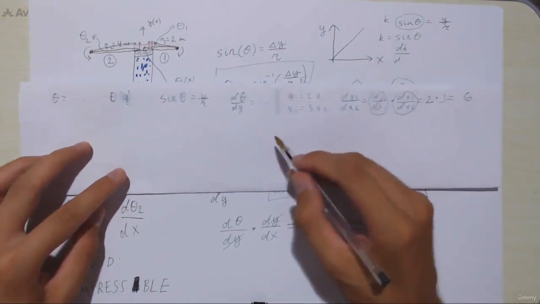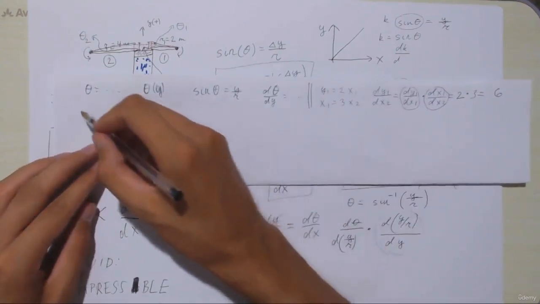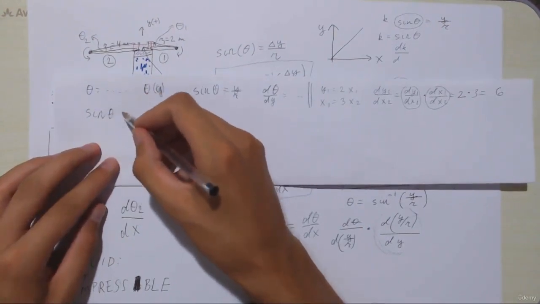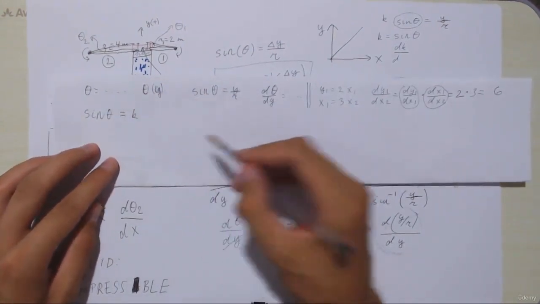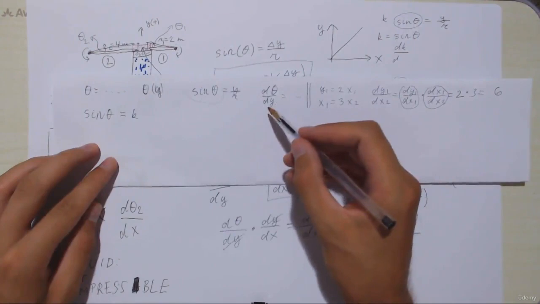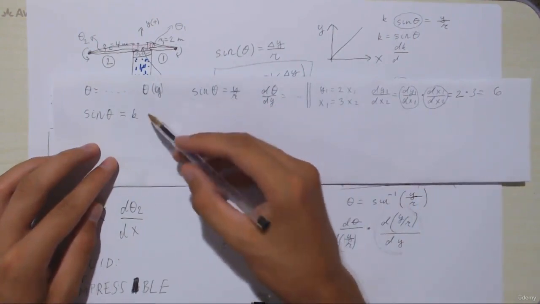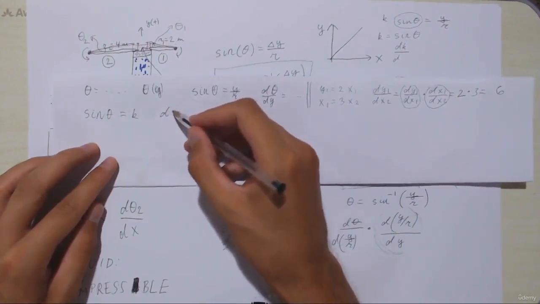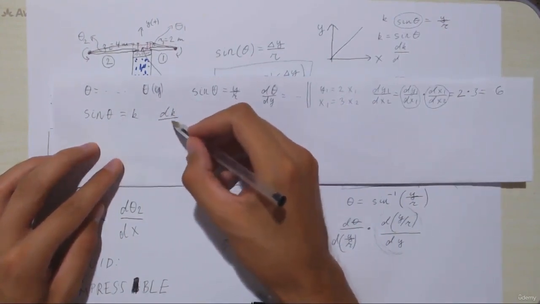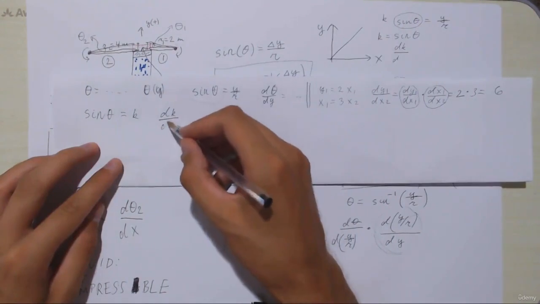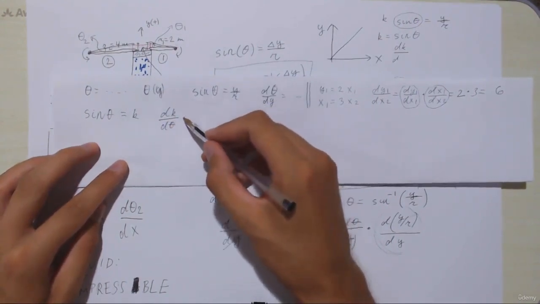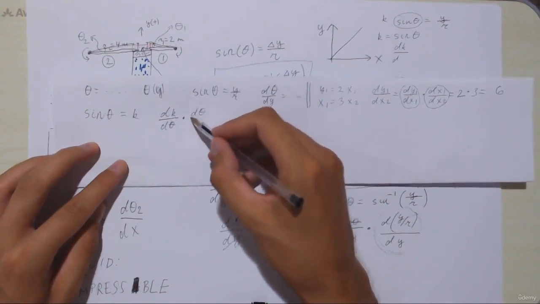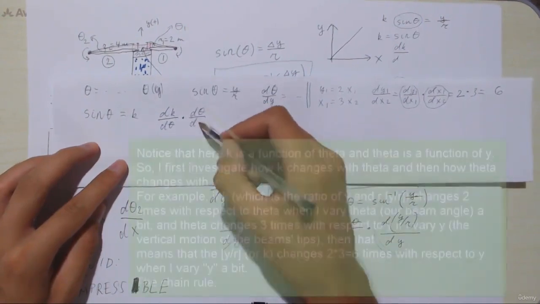So we can apply the same thing here. I can say that sine theta is k. And if I want d theta dy, and I know that k equals sine theta, I can write it down like this: dk over d theta. And then I will multiply d theta over dy.